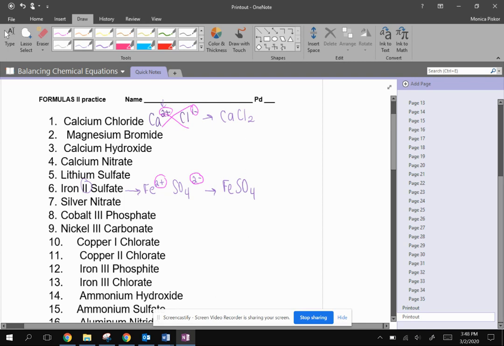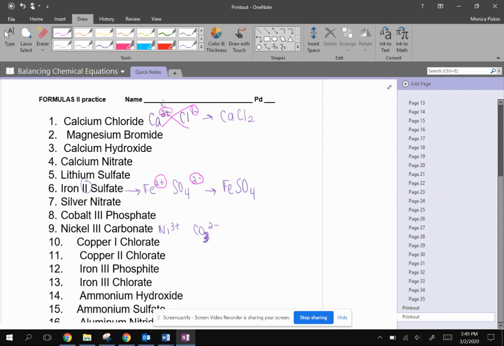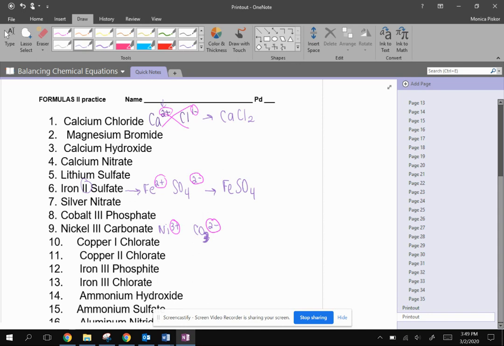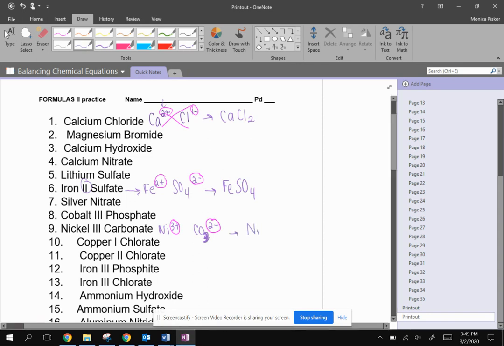If you have, let's do number 9, nickel 3 carbonate. So nickel with a 3 positive charge. Carbonate is CO3 with a 2 negative charge. So we're only looking at the charges, and that 3 is not going to cancel out the 2. So instead, we're just going to crisscross them. So we will have 2 nickels and 3 carbonates.